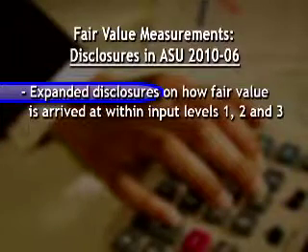Okay, that dealt with liabilities, but there was another ASU 2010-06 that addresses improving disclosures about fair value measurements. I mean, John, who wouldn't want to improve their disclosures in this area? What are they suggesting? And the third ASU on fair value, Becky, expanded the disclosures associated with how fair value was arrived at within input levels 1, 2, and 3.